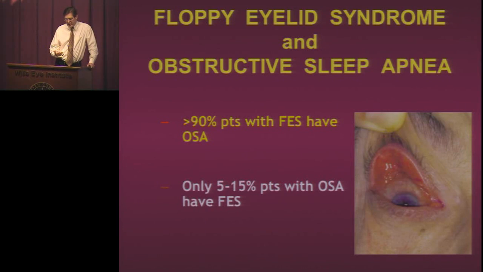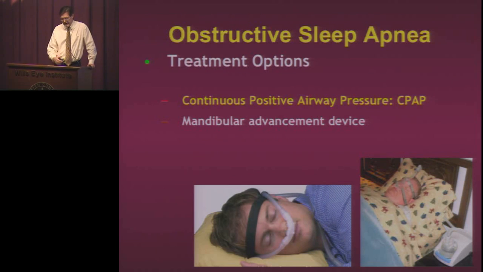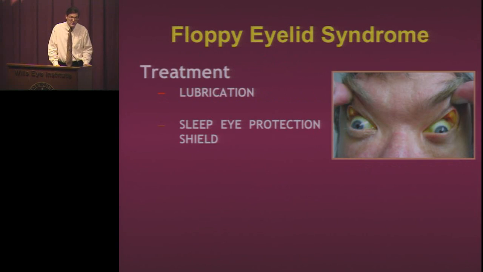The opposite, only about 5 to 15% of people with sleep apnea have floppy lids. So it's not a high percentage, but from our standpoint, we have to think of it a lot. And as you know, the treatment options, usually the most common ones are the CPAP units and some mandibular devices. The CPAP units are very common. And why is that important? Well, sometimes it helps us.